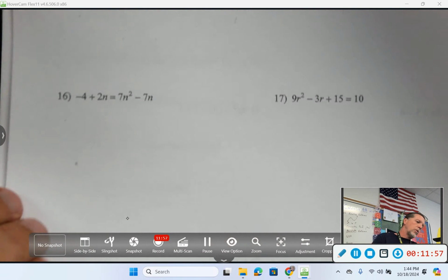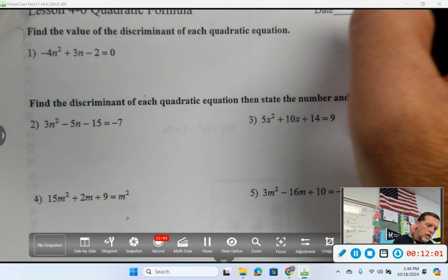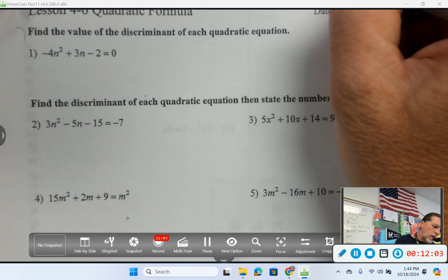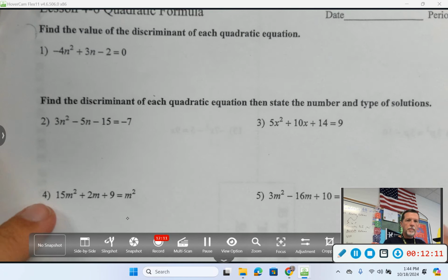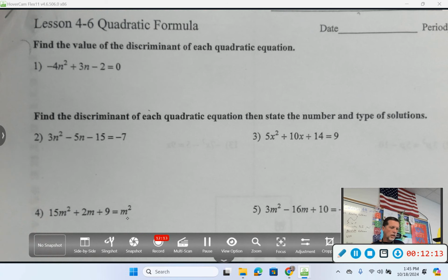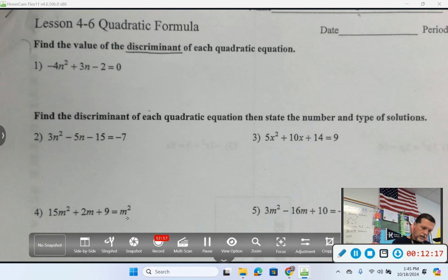Okay, so now let's turn back to the worksheet and just work some together off of the worksheet. Number 1, find the value of the discriminant of each quadratic equation. Of course, there's only one there.